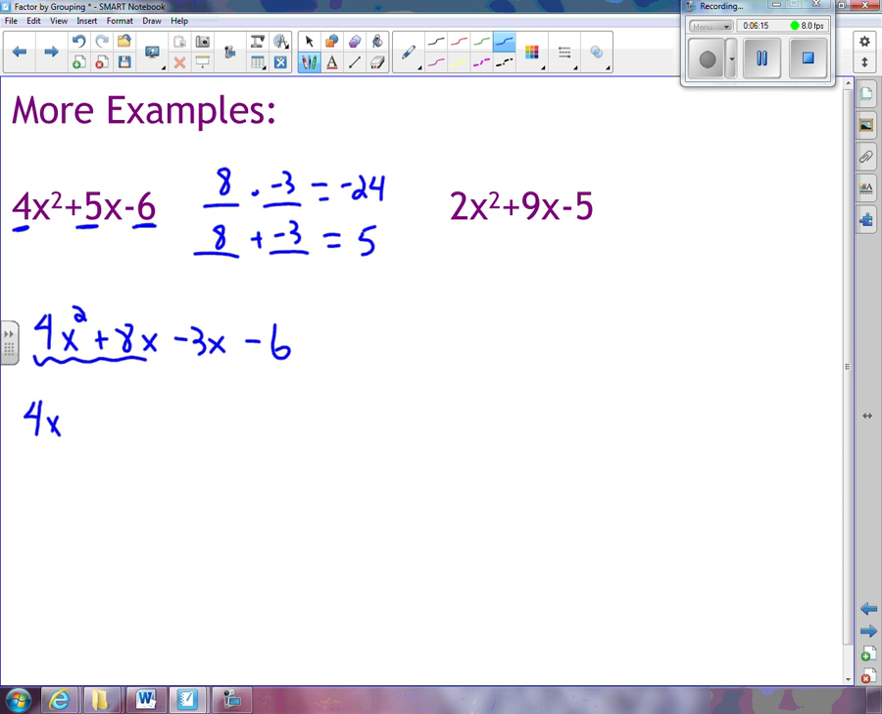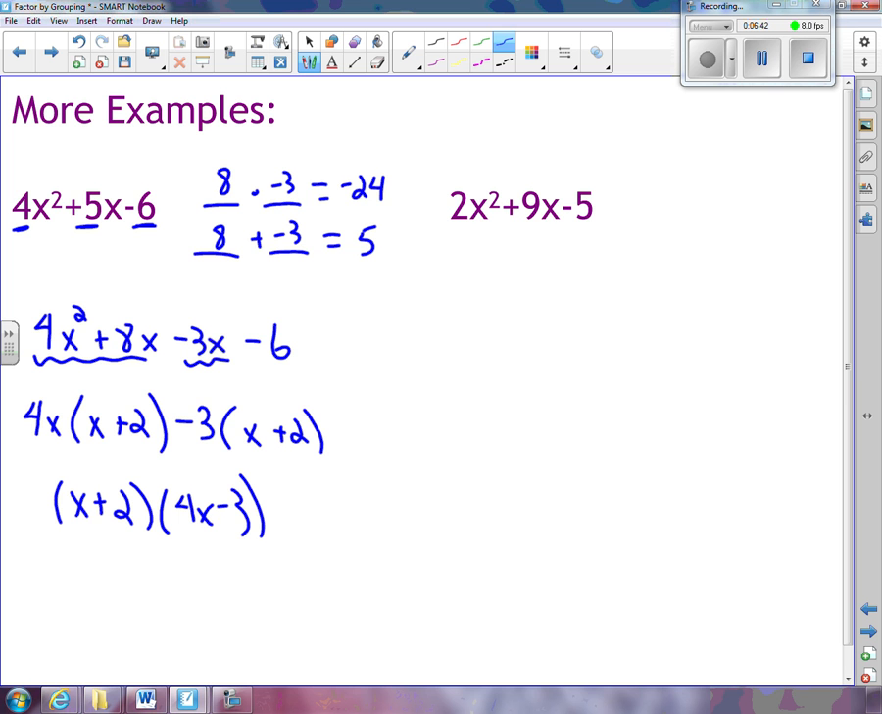So I can take out a 4x, I'm left with x plus 2. Now because this term is negative, I have to take out a negative and see what else can come out. Here a 3 can also come out. So if I do negative 3x divided by negative 3, I'm just left with x. If I do negative 6 divided by negative 3, I'm left with positive 2. So here, I'm left with x plus 2 and 4x minus 3. You can always check your answer by foiling this out and making sure you have the original question.